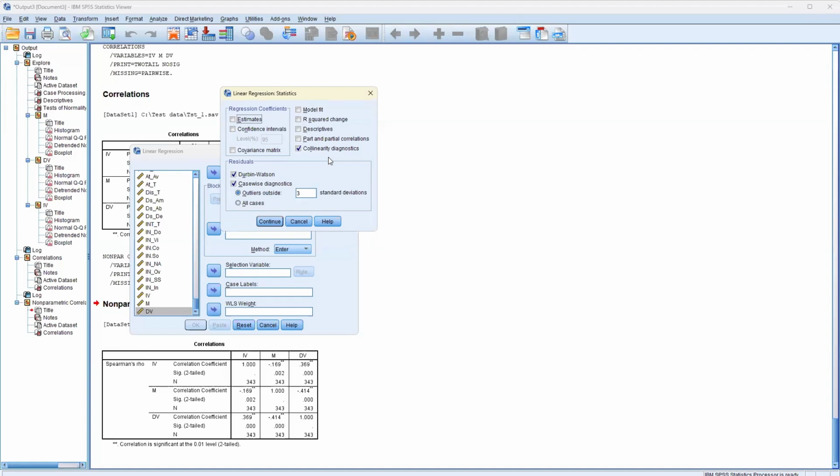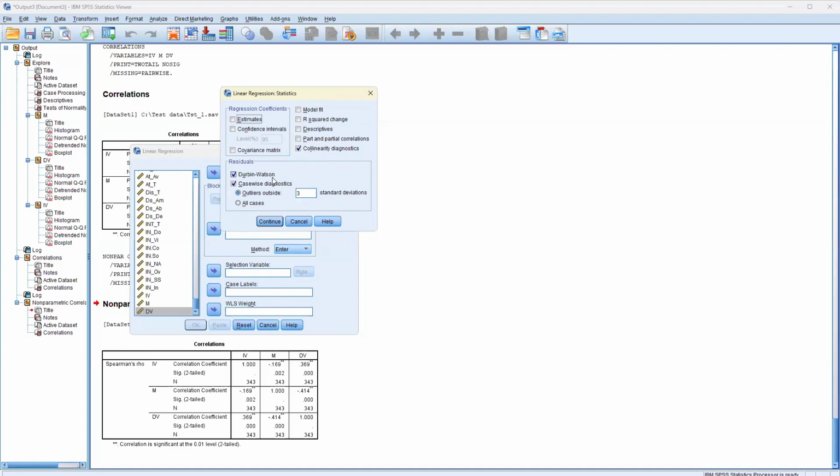I'm not going to explain what it means, and you don't need to explain it in your method section either. You can just say that multicollinearity was met because, for example, the statistic was like that. So what you need to check is collinearity diagnostics, which checks the multicollinearity assumption.